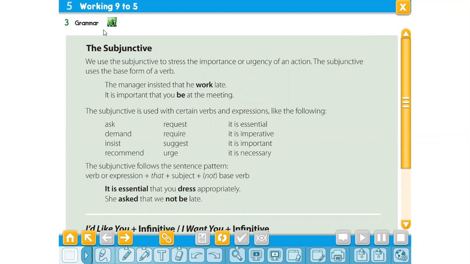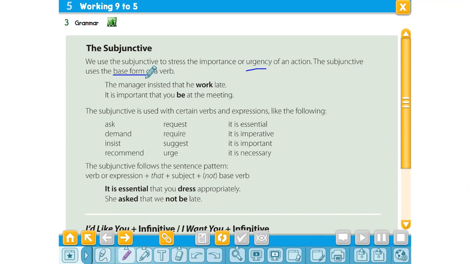Grammar, the subjunctive. Today we will use the subjunctive and I'd like you plus infinitive or I want you plus infinitive. Let's start with subjunctive. We use the subjunctive to stress the importance or urgency of an action. The subjunctive uses the base form of a verb. Base form means verb without any addition. Verb without S, without ing, like play, cut, help, cooperate.